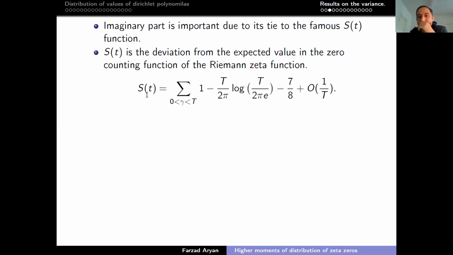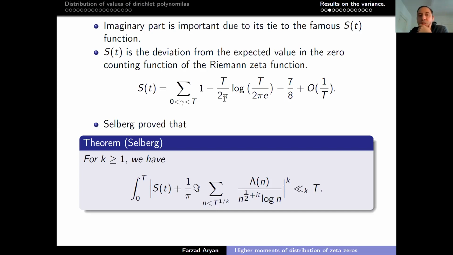Look at it this way. How it is connected is a famous theorem of Selberg that says that the imaginary part of this polynomial would approximate S of t very well. This is basically what it means: on average, it's a good approximation of S of t. So that's a bit of what we know about the imaginary part, but mostly it remains a little more secretive than the real part, I have to say.